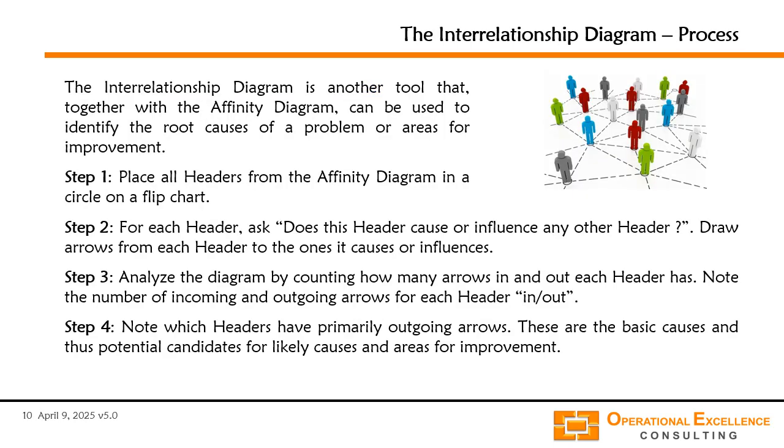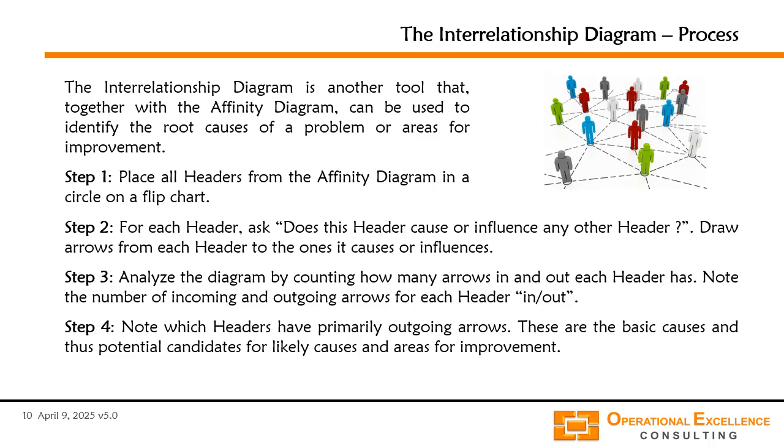An interrelationship diagram is a great tool to identify the most likely causes or potential root causes of the problem. Let us first review the 4 steps of developing an interrelationship diagram, and then we are going to discuss an example. In step 1, the team would place all the headers identified in the affinity diagram in a circle on a flipchart or whiteboard.